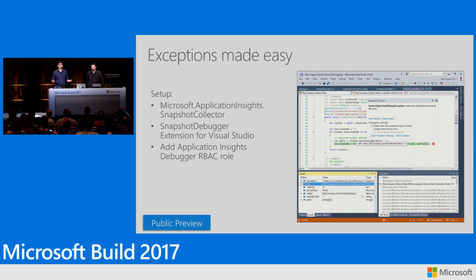This feature is actually in public preview. We shipped it today, so we're quite excited about that. To start using it, there's a couple things you have to do. You have to add the snapshot collector NuGet package into your application right now. And to view these snapshots in Visual Studio, you have to install a v6 that allows you to do so. There's some details at the end of the presentation on getting onboarded into that kind of experience.